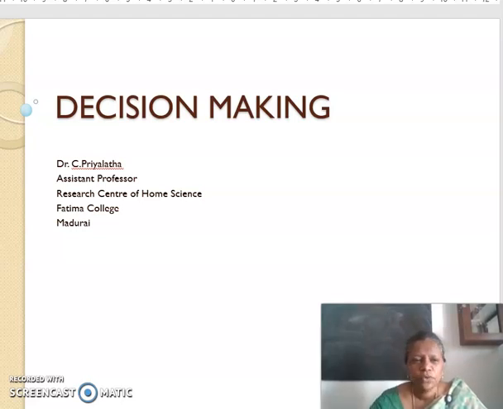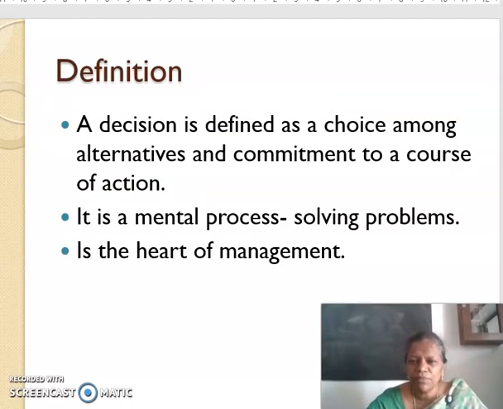Good morning. So today we are going to see about the decision making process in home management. So what is decision making? Everyone in their life has to take some decisions. When there are so many alternatives in our life, we need to make a decision. We can define decision making as a choice among the alternatives. So when there are so many alternatives, we have to take a decision.